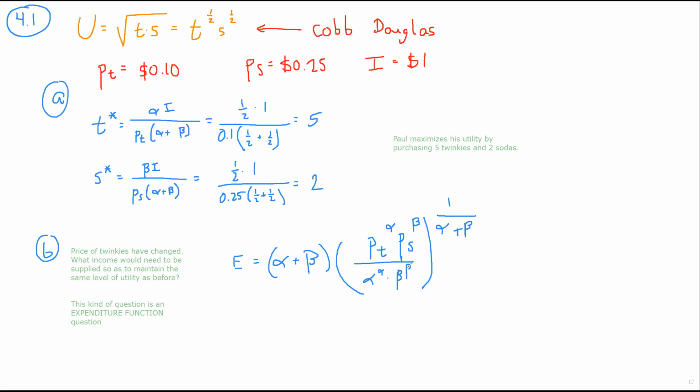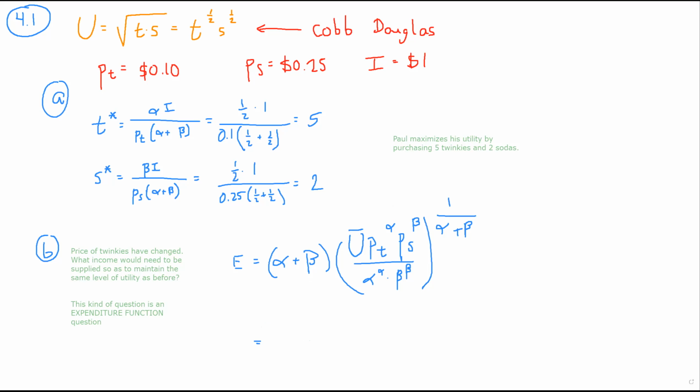And I would think that there's probably some utility that I need to put here. So u bar. By the way, some professors use u bar, some professors just use u, some professors even use v, lowercase v. But this term here is just some fixed utility that we are trying to achieve. We are going to plug in alpha, beta, pt, and ps accordingly. So we're going to have 1/2 plus 1/2. That gives us 1.